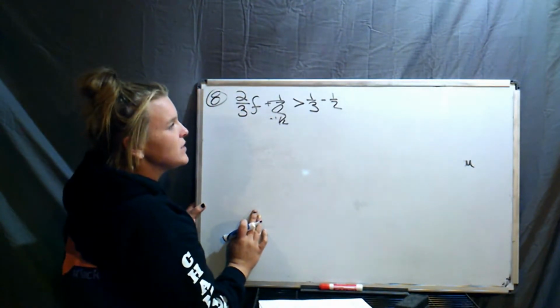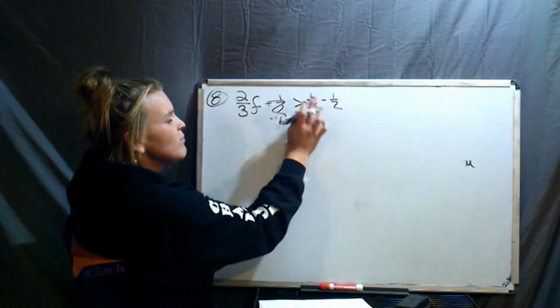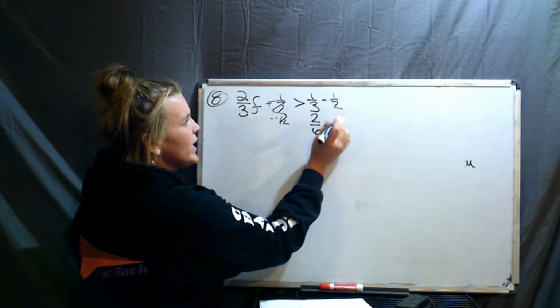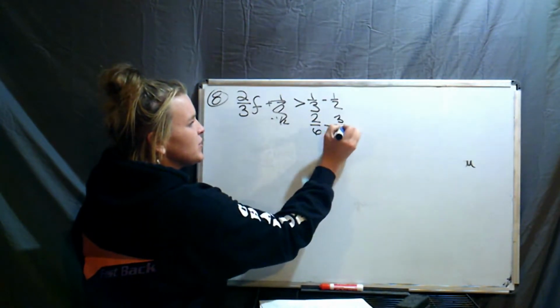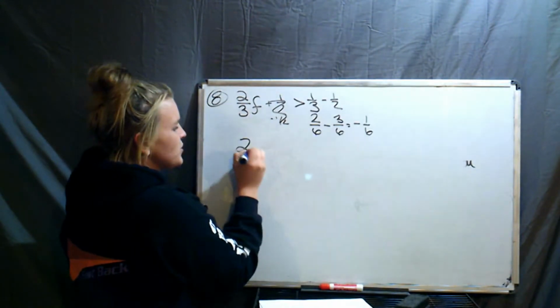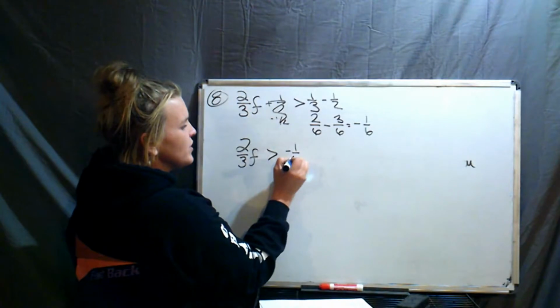I need a common denominator. So I'm going to have both of these be over 6. 1/3, multiply the top and the bottom by 2. So I have 2 over 6 minus, and multiply both these by 3, minus 3 over 6, that's going to be negative 1 over 6. So I'm left with 2/3 times f is greater than negative 1 over 6.